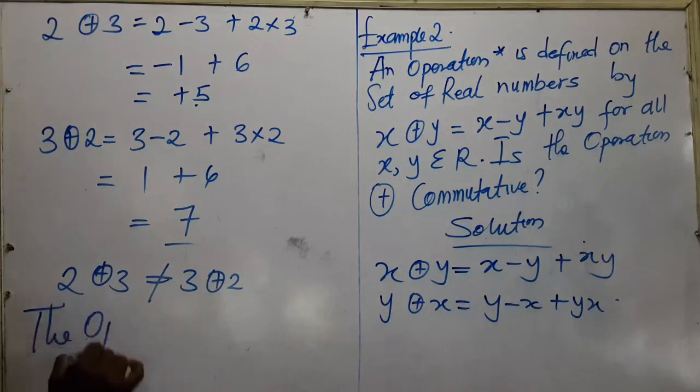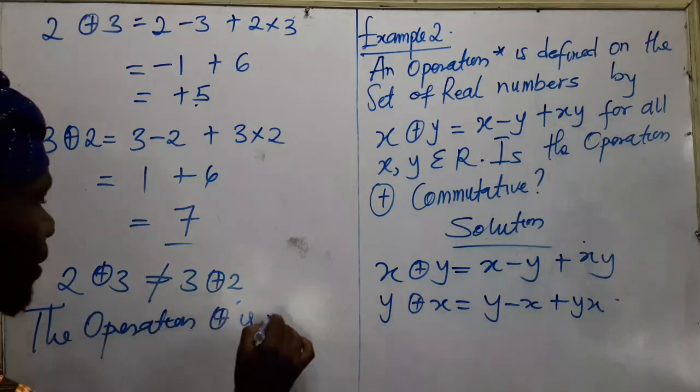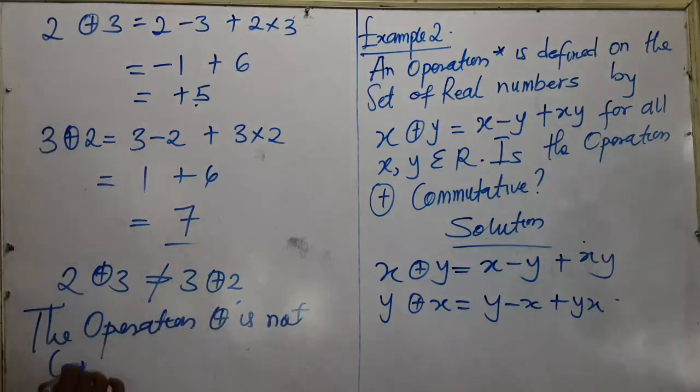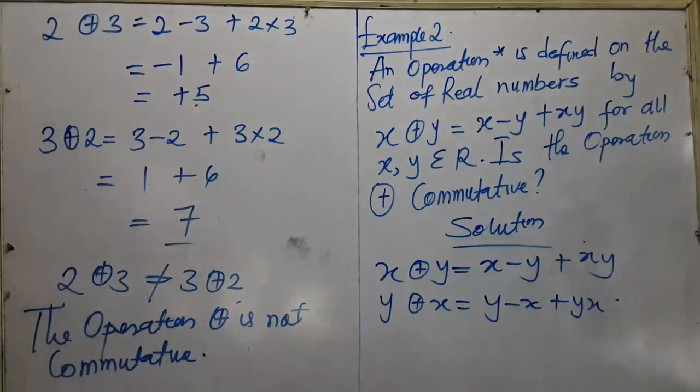The operation is not commutative. So that is the answer for this, because since 5 is not equal to 7, it tells us that 2 operation 3 is not equal to 3 operation 2. So therefore, the operation is not commutative.